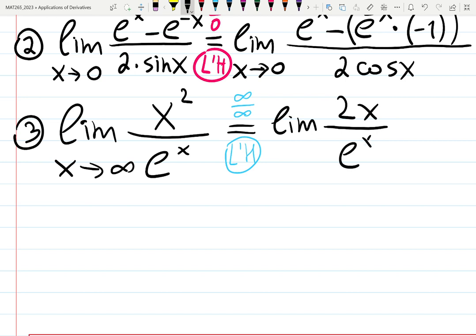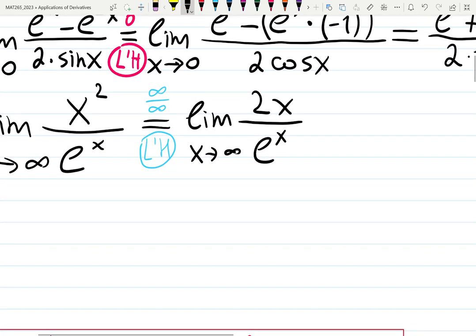And e to the x is e to the x. Did not really help. I can still compare though. 2x is definitely slower than e to the x. So we still know it's 0. But from L'Hopital's rule, it did not really make any difference.